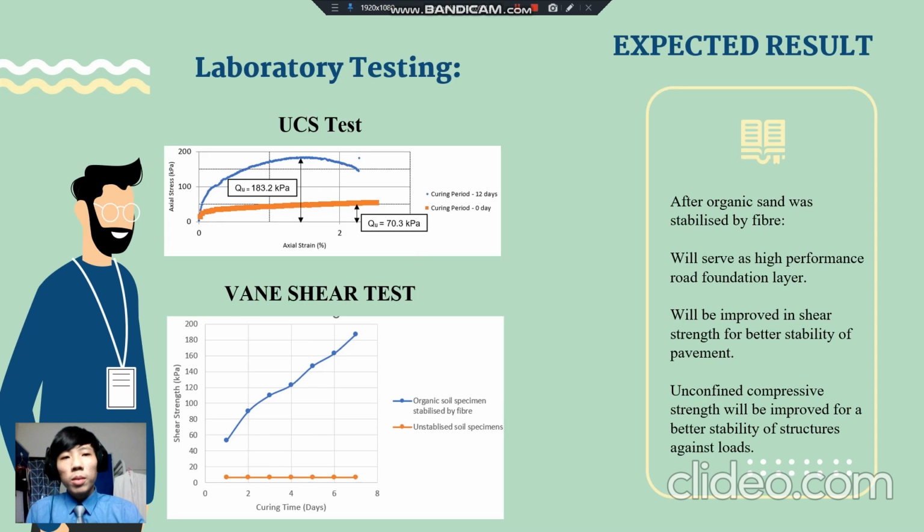Therefore, the expected result will comply with the objective of this study. The expected results of this study are as follows. After organic sand was stabilized by fiber, it will serve as a high performance road foundation layer. Second, it will be improved in shear strength for better stability of pavement. Thirdly, unconfined compressive strength will be improved for better stability of structures against loads.